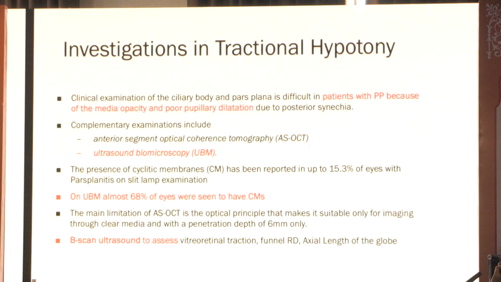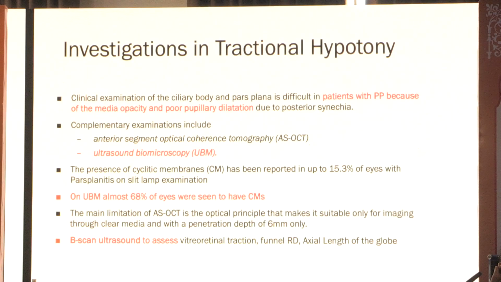One is anterior segment OCT, second is ultrasound biomicroscopy, and third is B-scan. UBM is the go-to investigation to look at the ciliary body, because it can give you the information even in an opaque media, and also it has better penetration.